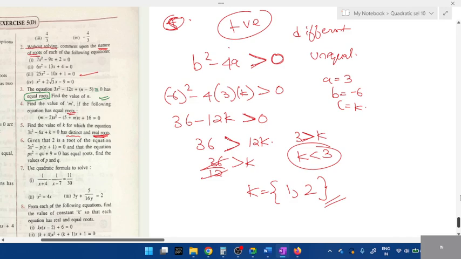So try the fourth one for homework. Sixth, seventh, eighth, we'll do it tomorrow along with the next exercise. And Monday I'll start new chapter. Sorry, Tuesday.